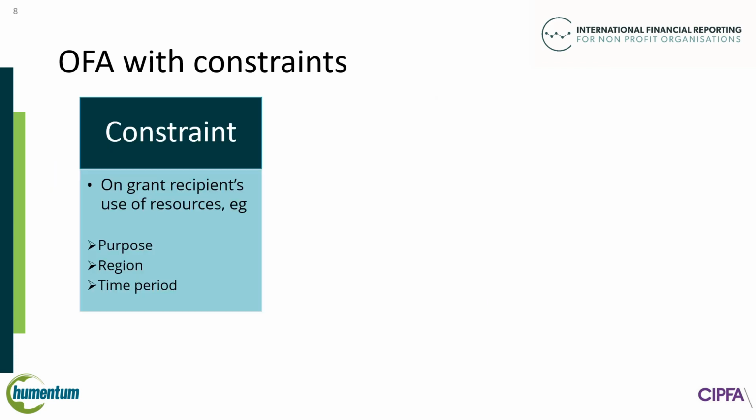An OFA may include constraints on the grant recipient's use of the resources. Such constraints could be about an overall purpose, about a region where resources can be applied, or refer to a time period in which resources must be used.